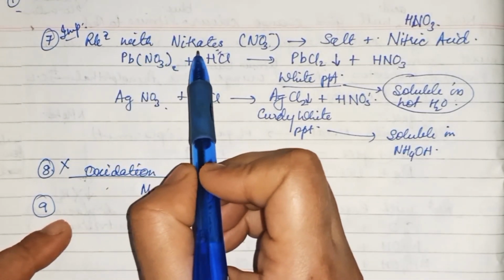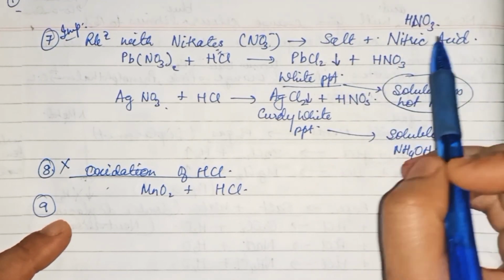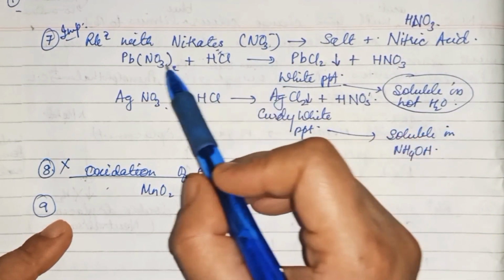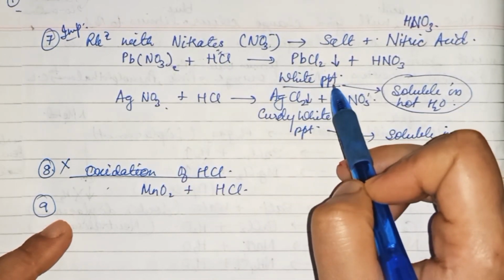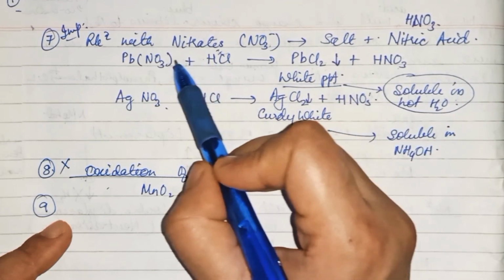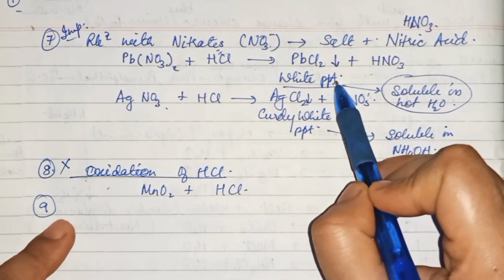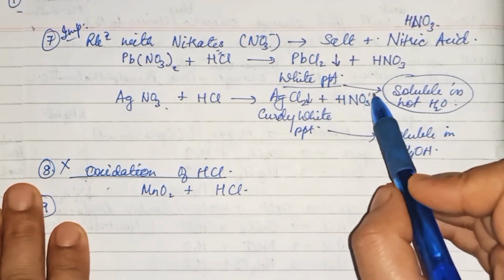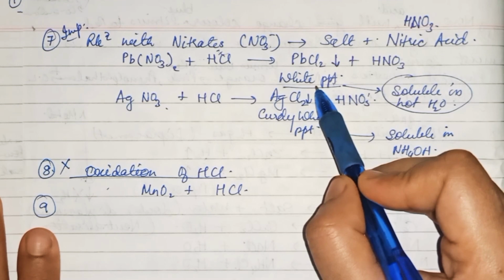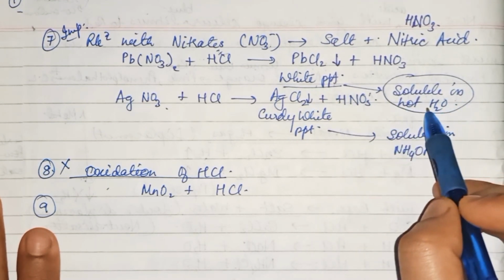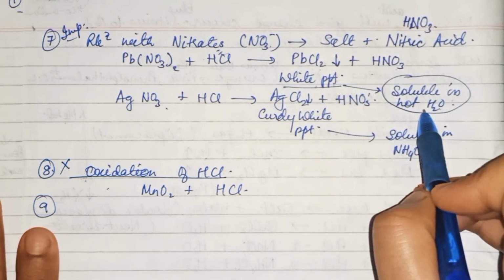Next is reaction with nitrates, NO3 minus, and this will give you salt and nitric acid. See children, this is a very important reaction. Lead nitrate and HCl acid will give lead chloride, which is a white precipitate, and this hydrogen combines with NO3 and forms nitric acid. This is also an important reaction in which it may be asked: name the salt formed when lead nitrate reacts with HCl acid that gives a white precipitate soluble in hot water. So you can write that the salt is lead chloride, which is soluble in hot water.